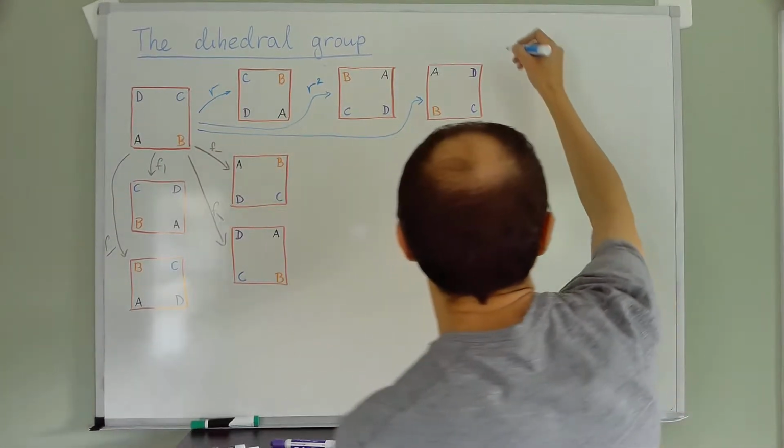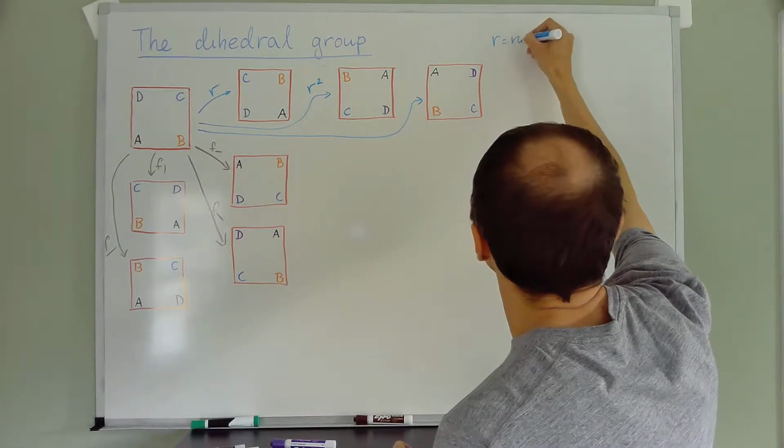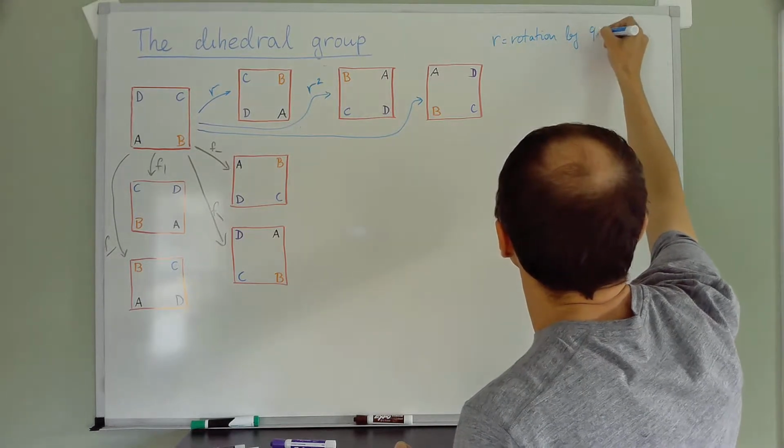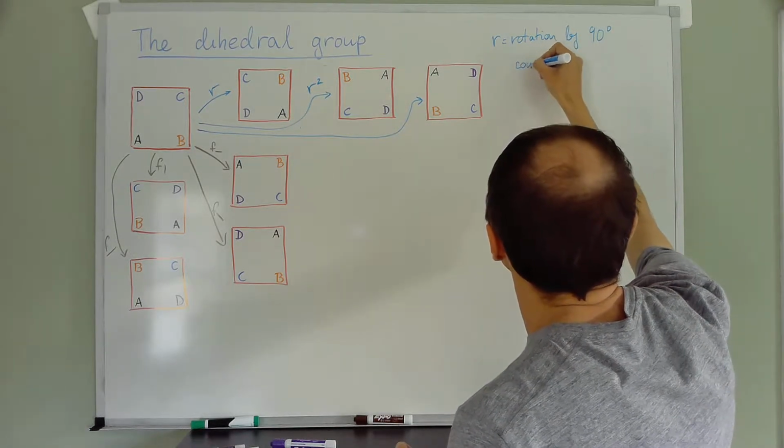Let's just write this down here. So R is rotation by 90 degrees counterclockwise.